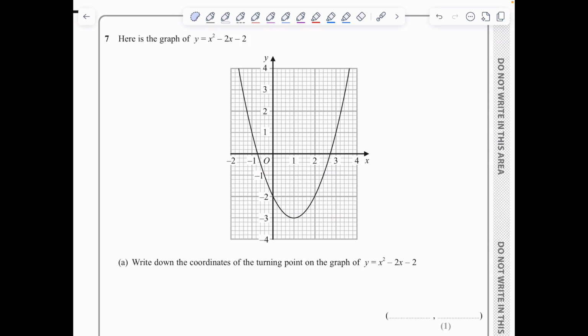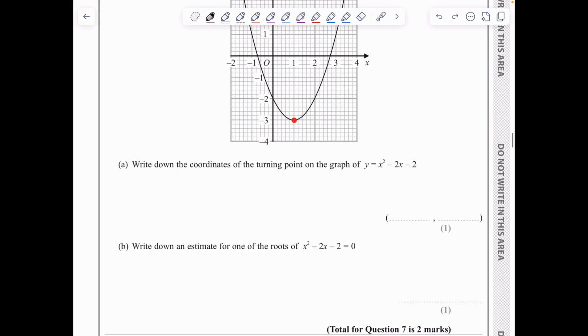In question 7, we're given the graph of y is x squared minus 2x minus 2, and we need to write down the coordinates of the turning point on the graph of this curve. Well, the turning point is the minimum here, and I can read off the coordinates. X is 1, y is negative 3, so the coordinates are 1, negative 3.